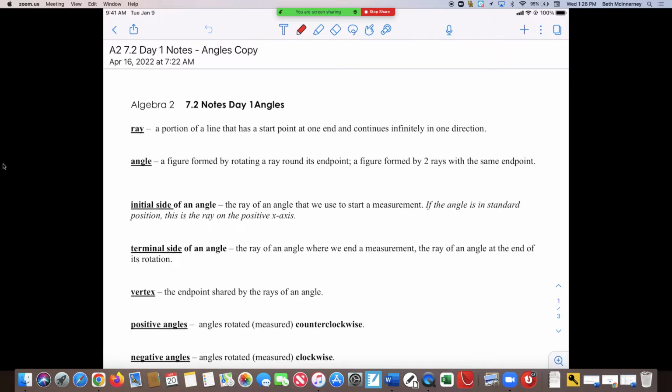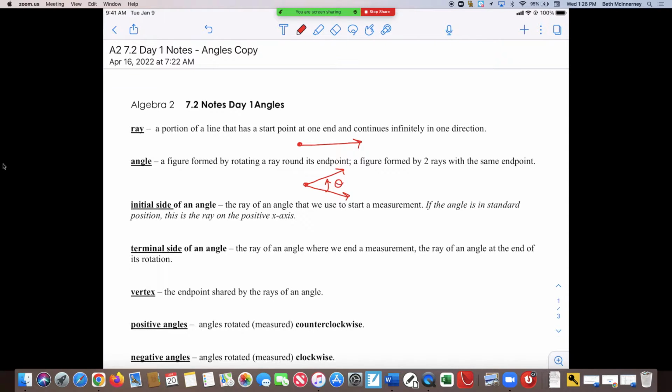Again, and then take us up into Algebra 2. So again, this should be in your Canvas module. A ray is a portion of a line that has a starting point at one end and continues infinitely in one direction. An angle is formed by two rays with a common endpoint.